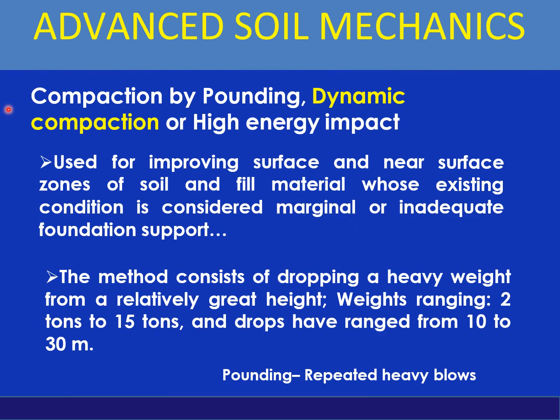Then comes compaction by pounding, dynamic compaction or high energy impact, used for improving surface and near surface zones of soil and fill material whose existing condition is considered marginal or inadequate for foundation support. The method consists of dropping a heavy weight from a relatively great height, with weights ranging from 2 tons to 15 tons, and drops ranging from 10 to 30 meters. Pounding means repeated heavy blows.